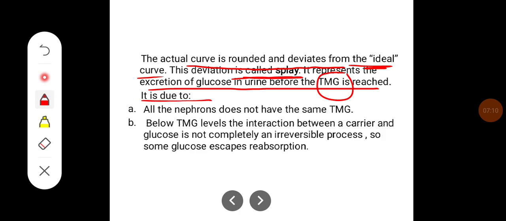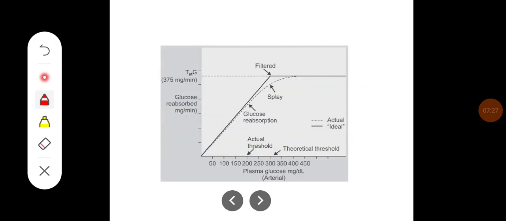And this is due to the fact that all the nephrons do not have the same tubular maximum for glucose, and below TMG levels, the interaction between carrier and glucose is not completely an irreversible process. So some glucose escapes reabsorption.